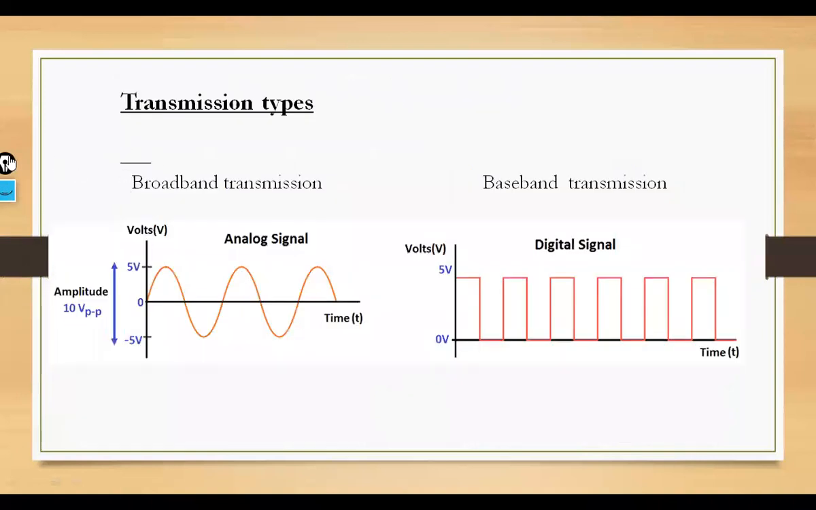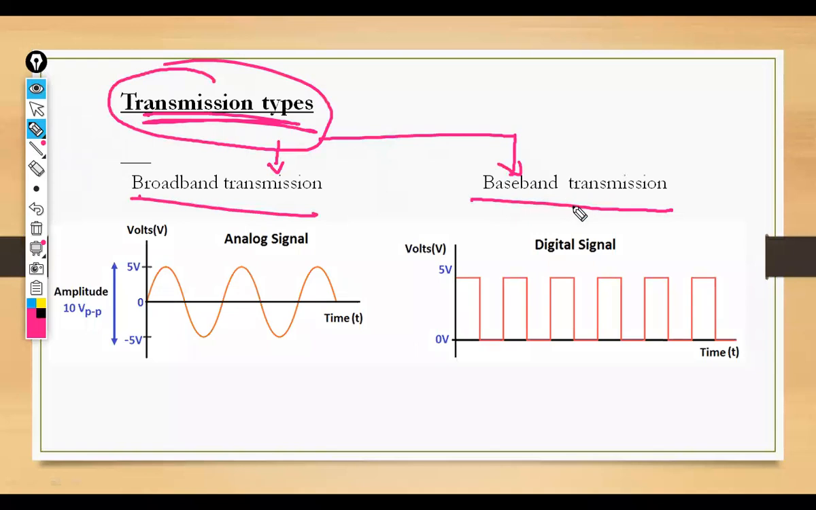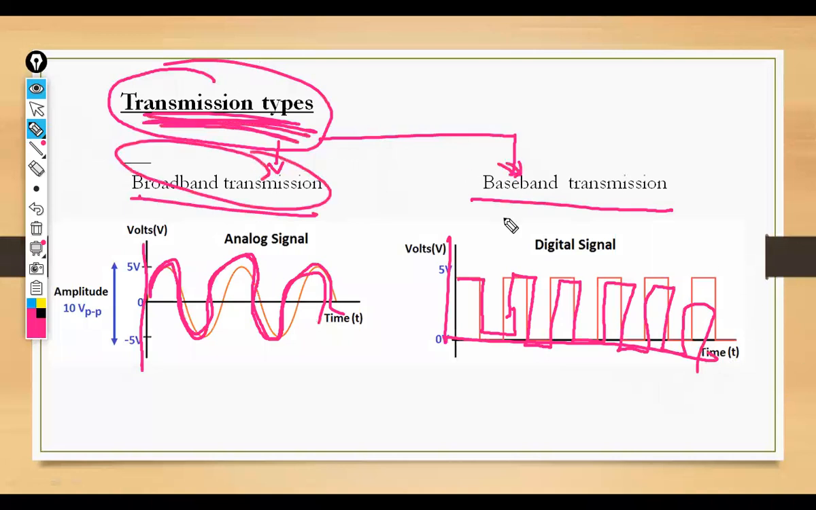Then the third requirement. Okay, before the third requirement, we'll go to some terms here. The first term is transmission type. You have two types: one is called broadband transmission and the other is called baseband transmission. Okay, you might have heard of it, right? Broadband means you are sending a signal in the analog format. So that is called broadband. And baseband means you are sending something in the digital format. That's the baseband. Okay, just some terms: transmission type, broadband, and baseband.